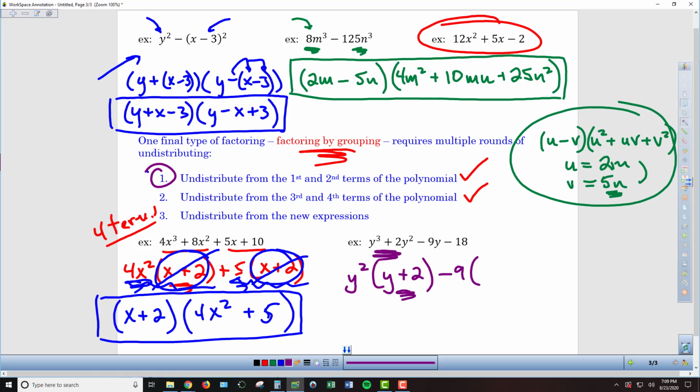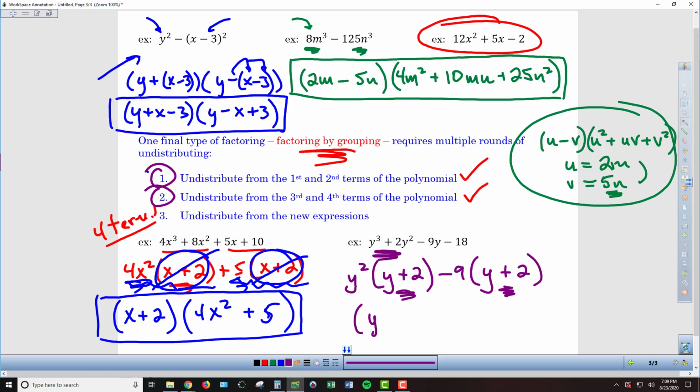If I take out a negative 9, then I'm going to have a y in the first position in the parentheses, because negative 9 times y gets me back to negative 9y, and then positive 2 will be the second piece, because negative 9 times 2 gets me back to negative 18. And so now, hopefully, after having seen one just a moment ago, we can see that we have a y plus 2 that's in common. So we finished step 1, we finished step 2. Step 3 is now this last round of undistributing.